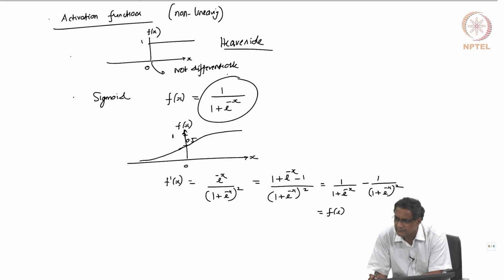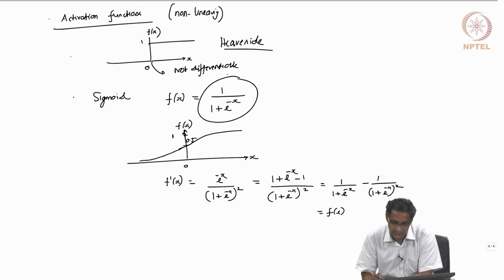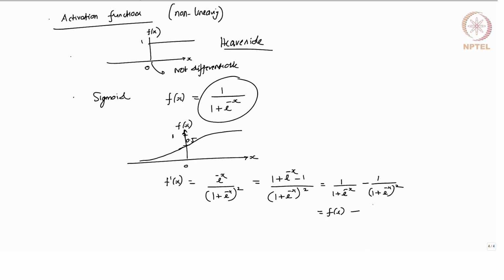What happened? Did I make a mistake? This is okay, no? So then f of x minus this is what? 1 by 1 plus e raised to minus x the whole square, so this is f square of x, right. So this is like f of x into 1 minus f of x.